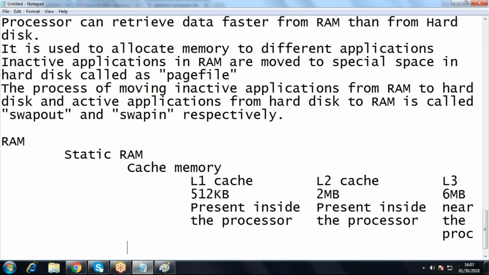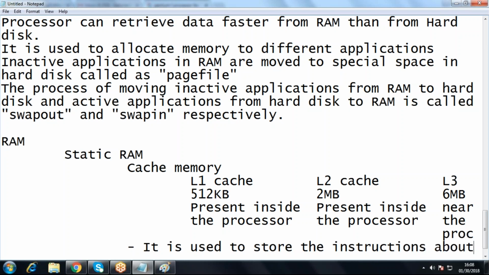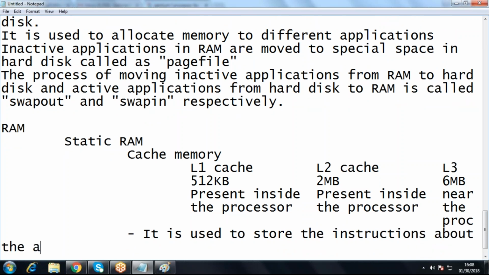Now, why do you use this cache memory? It is used to store the instructions about the application we open. The same work done by the RAM, cache will also do the same work.